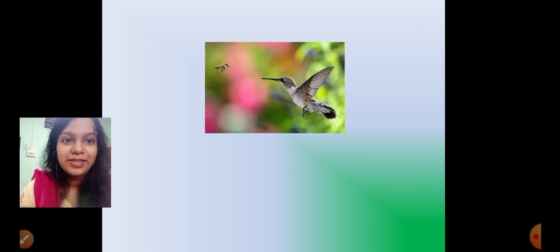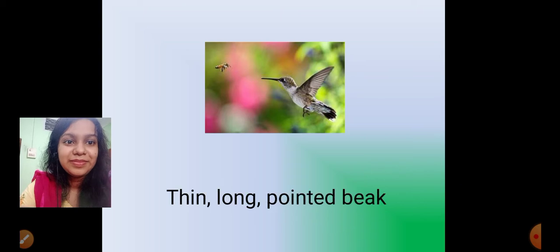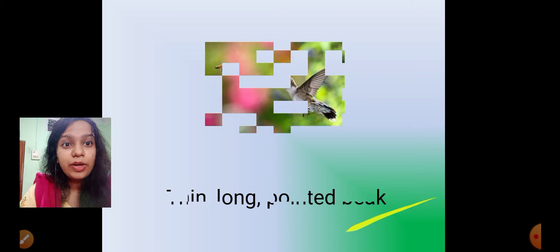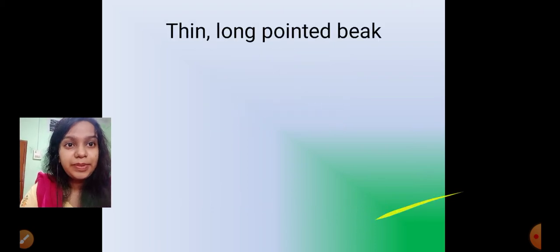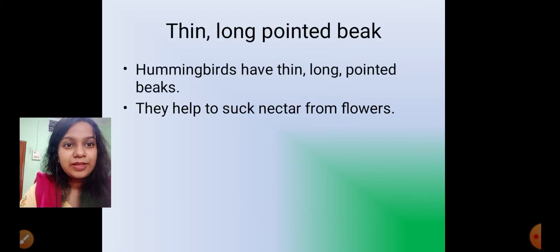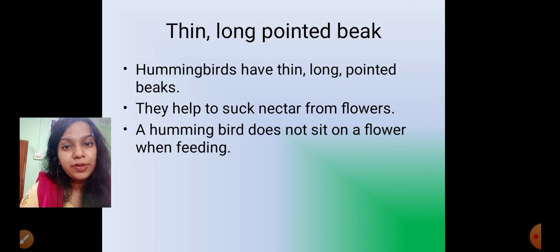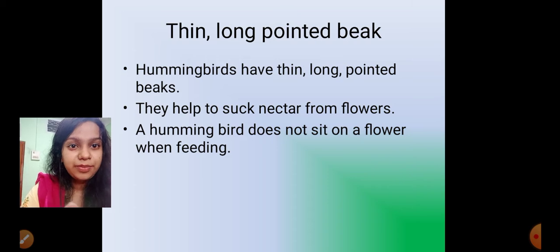And what is this? This is a hummingbird. And what do hummingbirds have? Hummingbirds have a thin, long, pointed beak, right? And what do they do with their thin, long, pointed beak? Hummingbirds suck nectar out of the flowers, okay? And they have thin, long, pointed beaks for sucking out nectar from the flowers, okay?